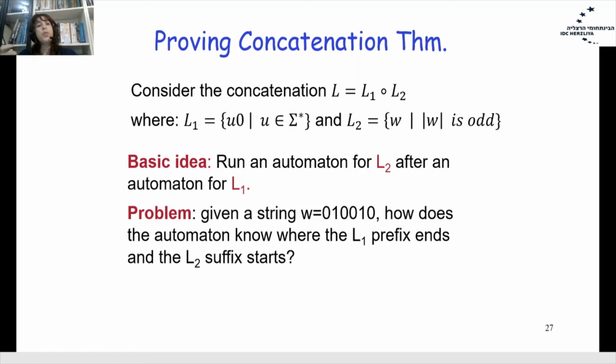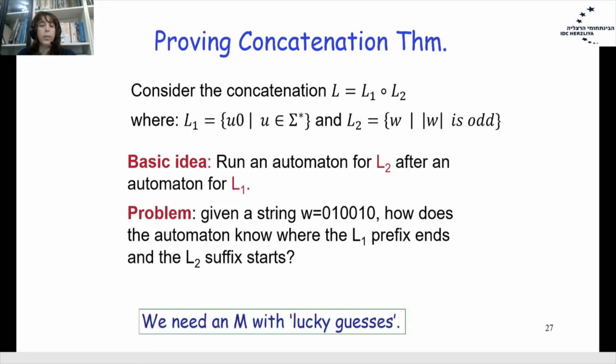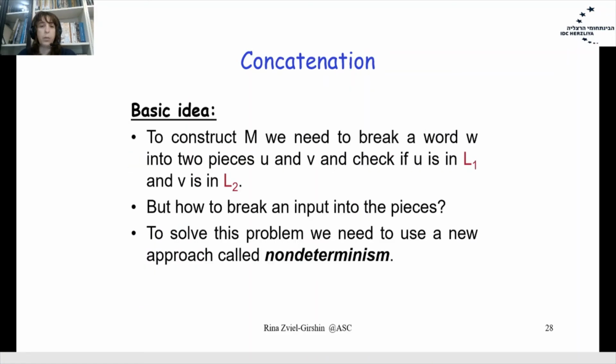Do I stop after reading the first 0? Do I read 0, 1, 0 as a prefix? Do I read 0, 1, 0, 0 as a prefix? How do I know where I finish reading the prefix and where I start reading the suffix? So basically, we need some kind of lucky guess to know where to stop reading the first half of the word and when to move to the second half of the word.